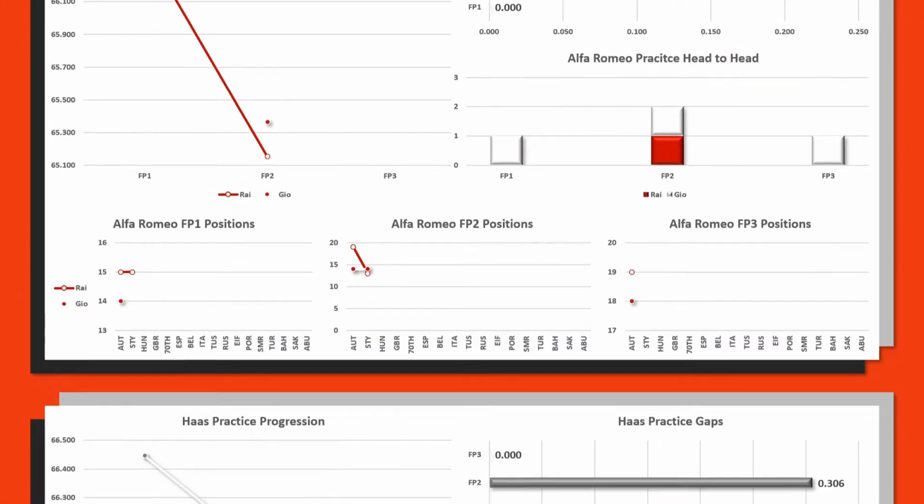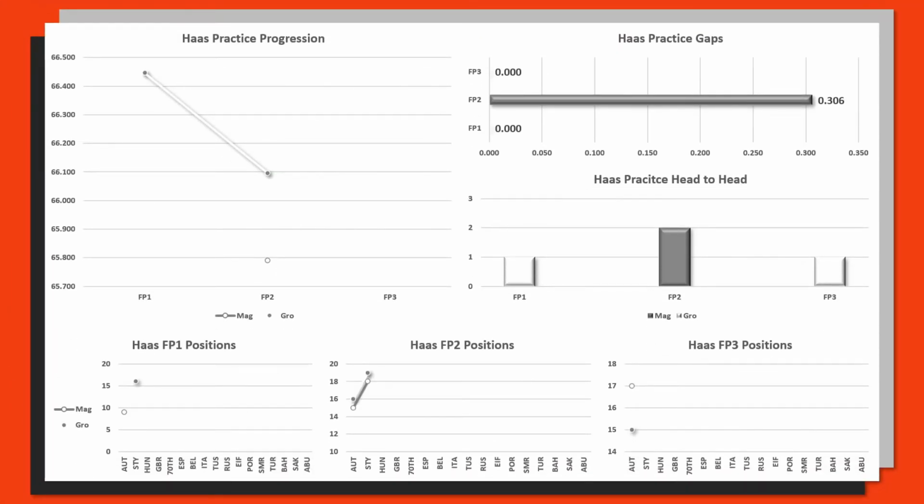Then penultimately we have Haas, and Kevin Magnussen did not partake in FP1 either, and again, like Alfa Romeo, I have not included it as an advantage towards Grosjean, with a 3/10 advantage for Kevin Magnussen over Grosjean in FP2, and 2-0 so far in the head-to-head in practice 2 also.